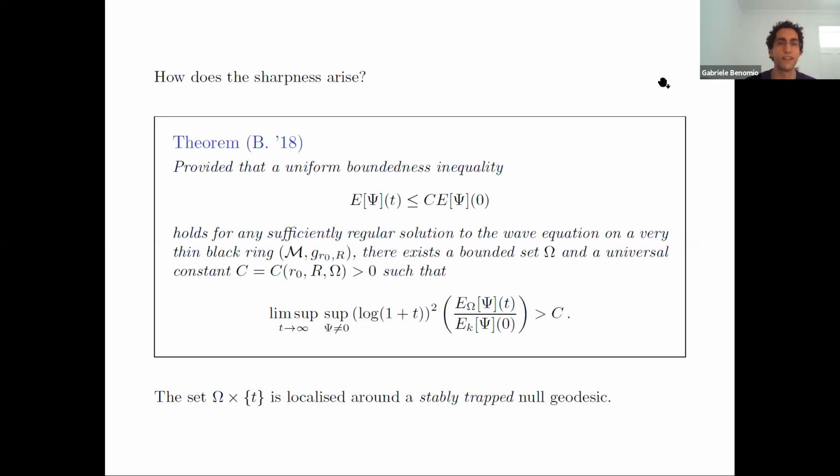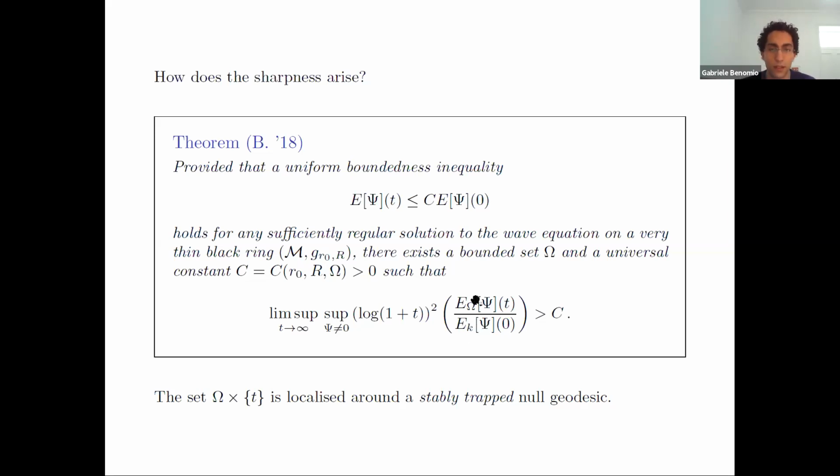To better understand how the sharpness of Moschidis' result arises, and how my result connects to the presence of stable trapped geodesics on black rings, let me state the theorem in this more sophisticated version. Provided that a uniform boundedness inequality of this form holds for any sufficiently irregular solution to the wave equation on a very thin black ring, there exists a bounded set omega and a universal constant C greater than zero that depends only on the geometric parameters of the spacetime and the set omega that we choose. So there exists a universal positive constant such that this inequality holds.